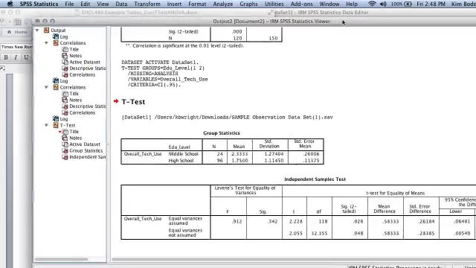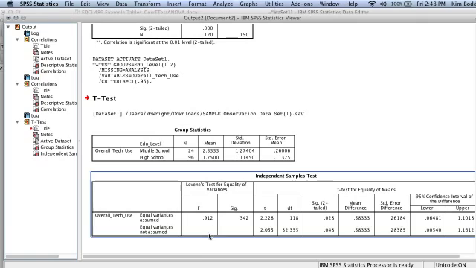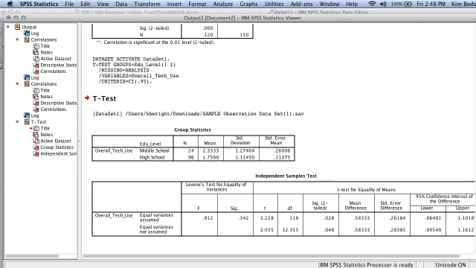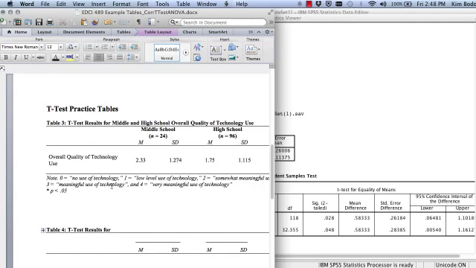Okay, so let me go back to, so here's my t-table. So I'm going to look at how I would put this information in my APA table. So remember, I'm comparing the means on overall quality of tech use between middle and high school teachers. So that is exactly what my title says, t-test results for middle and high school overall quality of technology use. There's not a perfect way to make a title. As long as you describe your variables pretty well and your title makes sense, you're okay. The important thing is to tell people what information they're about to see in your table.